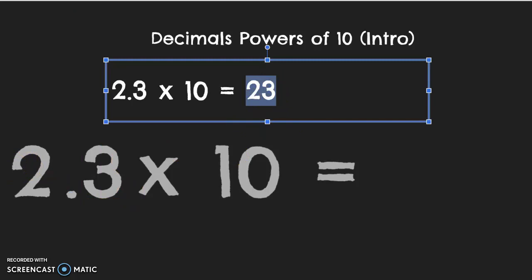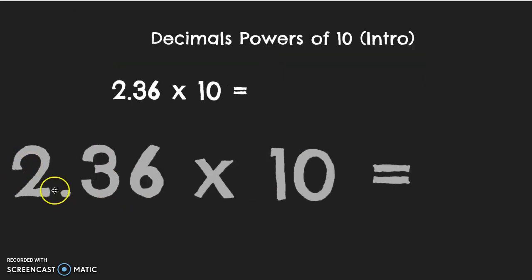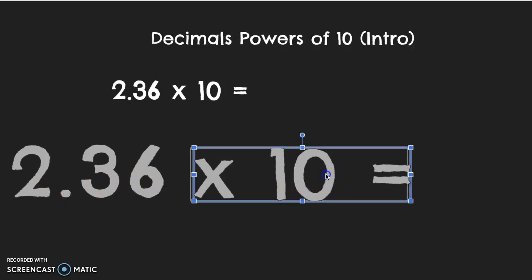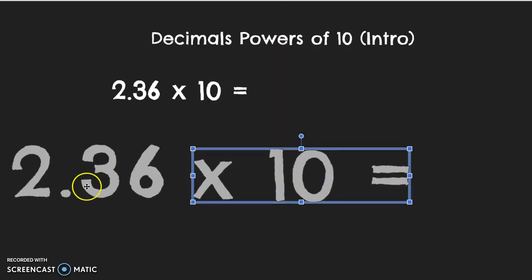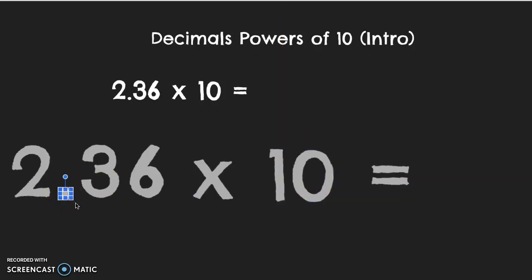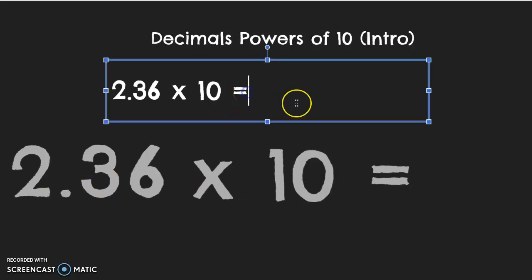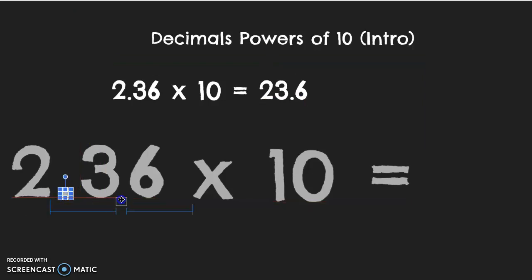Try this next one. 2.36 times 10. Got 1 zero. So that should tell you we're going to move it one spot. Move this decimal one spot. What do you get? Hopefully you said 23.6. Took this decimal, moved it one spot to the right to get our number bigger. 23.6.